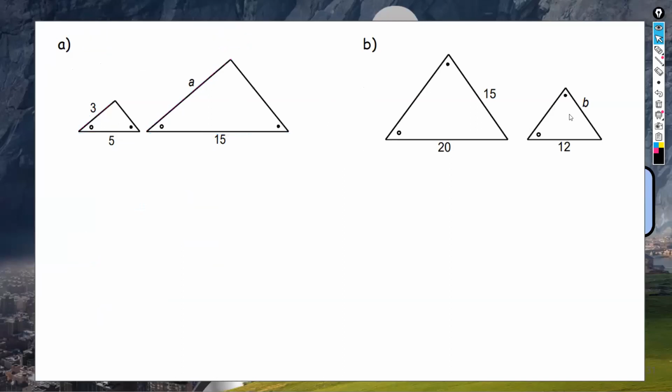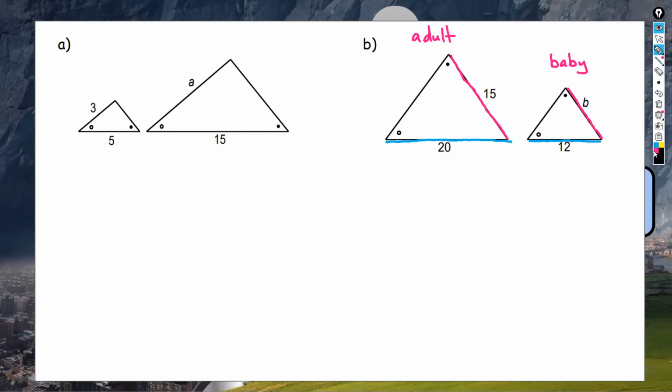All right. So part B, there's a smaller triangle and a larger triangle. I'm always going to call the smaller one the baby and the larger one the adult. That would make more sense. From looking at this diagram, it's pretty easy to figure out who corresponds with who. The B corresponds with the 15, and the 12 corresponds with the 20.